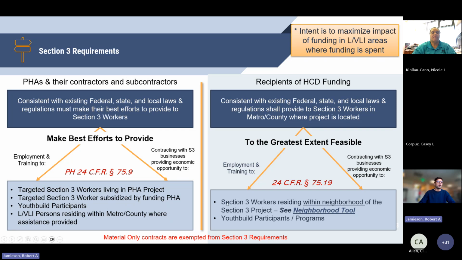So again, are we prioritizing Section 3 workers within that neighborhood? Are we reaching out to apprenticeship programs, reaching out to public housing authorities? While I will say that technically, if you do hire a person assisted by public housing with this funding, they're not considered a targeted Section 3 worker, it's still a great group to reach out to, and based on the income requirements to gain a voucher, they would therefore be a Section 3 worker as well. So we still really try to encourage reaching out to those groups.